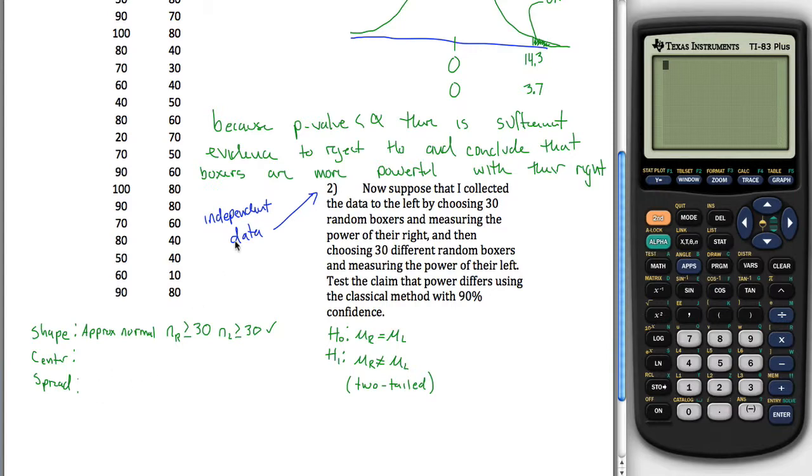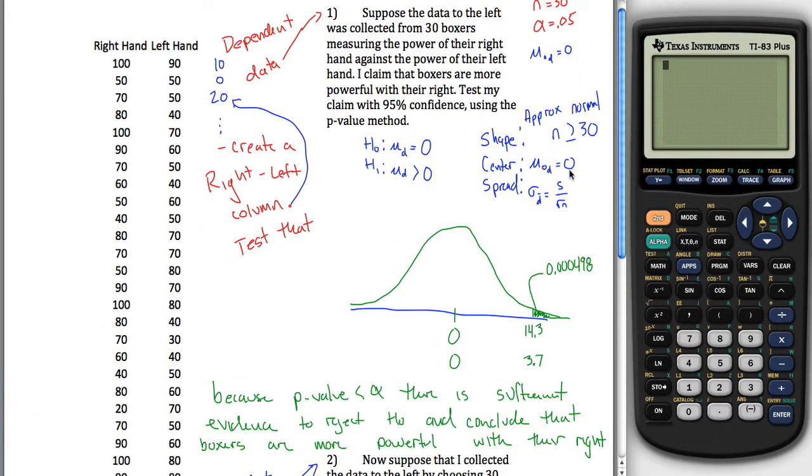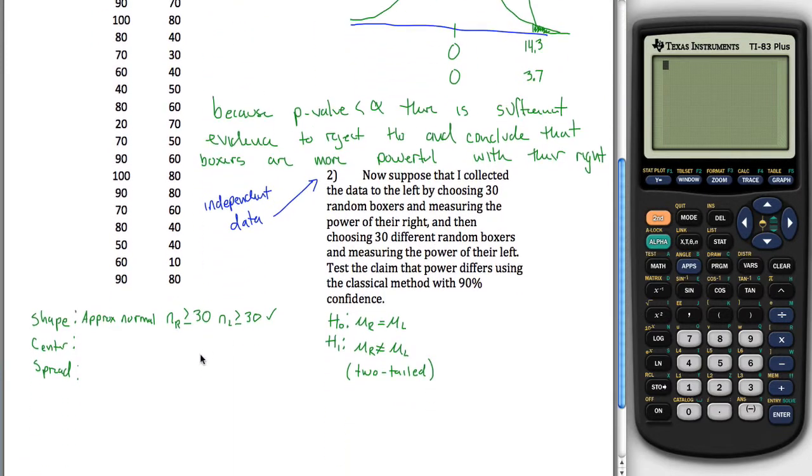Center. Okay, similar to up here. Up here I said the center is 0 because mu naught sub d, kind of what I expect this column to be right here, is 0. Down here it's also going to be 0, but for a different reason. It's because mu naught of my rights minus mu naught for my lefts is equal to 0. So really, the null hypothesis says these two things are the same. So the difference between them should be 0.